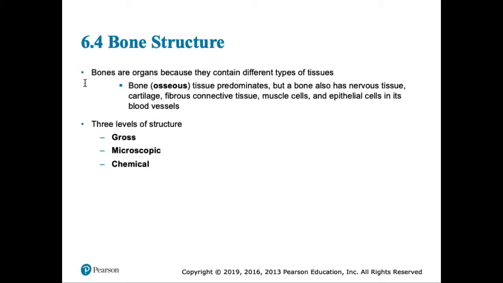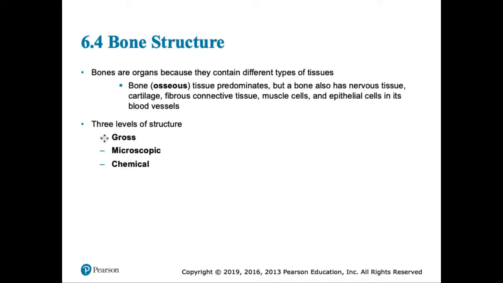Bones basically are organs, because they do contain different types of tissue. Sometimes we forget that bones serve as an organ system. Bone, or osseous tissue, is the predominant type of tissue that's there. But bone also has nerve tissue, cartilage, fibrous connective tissue, muscle cells, epithelial cells, and blood vessels. So there's a lot going on within the bone.